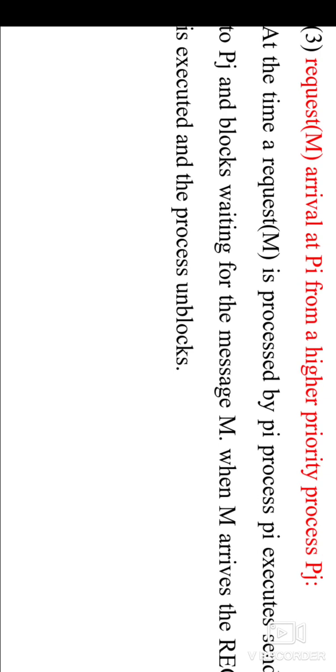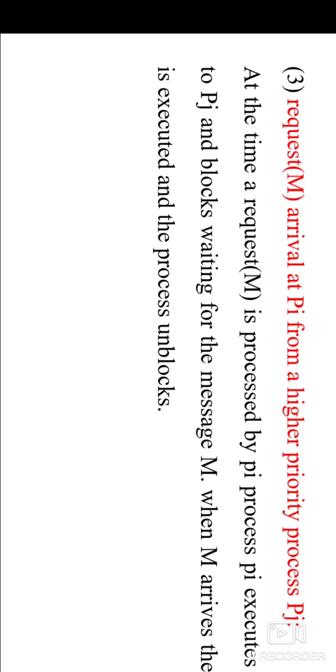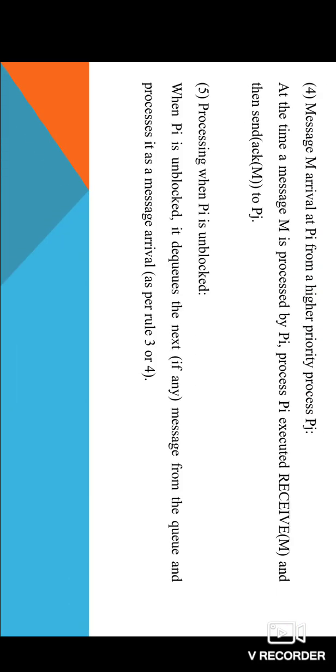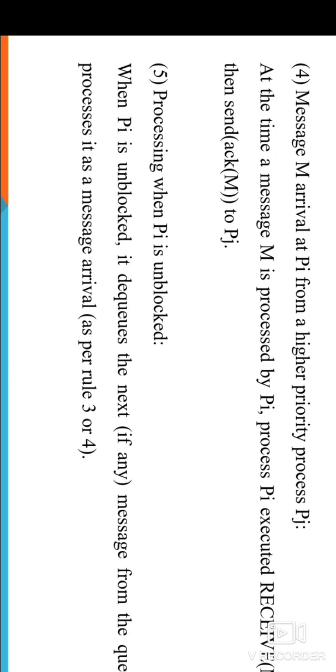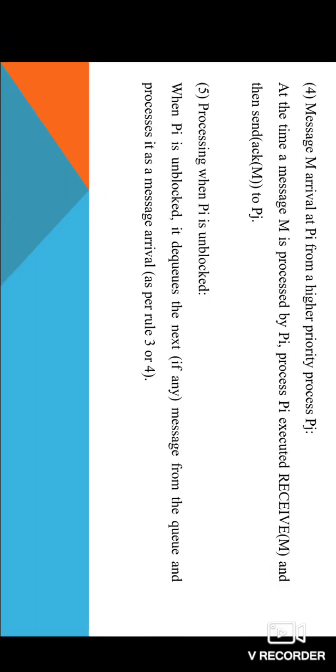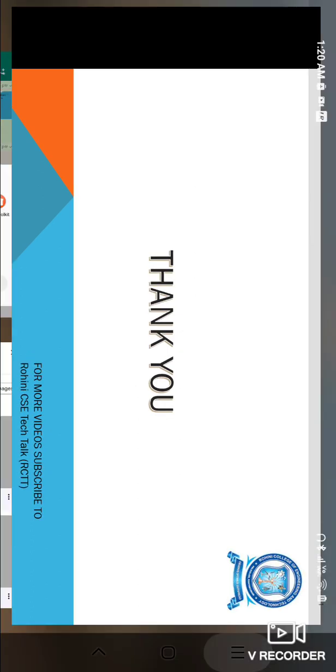The third case is when a request of M arrives at Pi from a higher priority process Pj. And the fourth case is when a message M arrives at Pi from a higher priority process Pj, followed by processing of the message when Pi is unblocked. So these are the several cases for the Bagrodia algorithm. With this we have concluded the Bagrodia algorithm. Thank you.